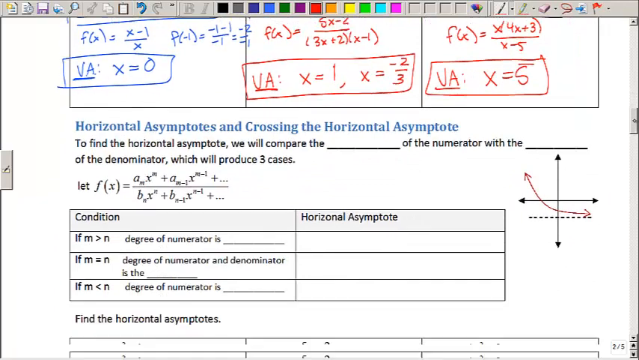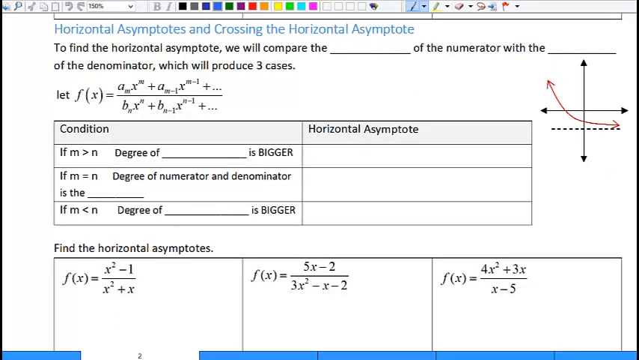Next, we'd like to talk about horizontal asymptotes and crossing the horizontal asymptote. To find the horizontal asymptote, we are going to compare the degree of the numerator with the degree of the denominator, which will produce 3 cases. So let's say we have f of x equals a polynomial on the top over a polynomial on the bottom. I know this is really complex looking.